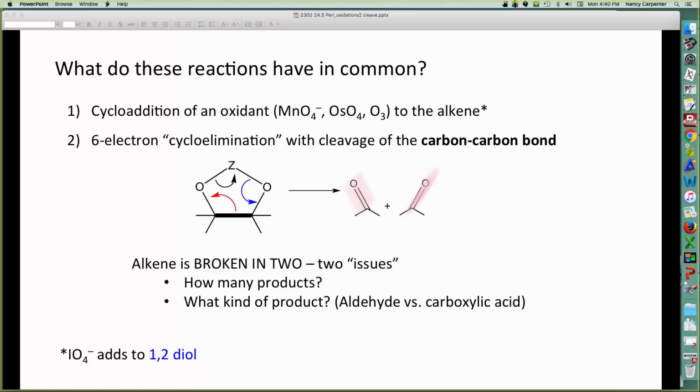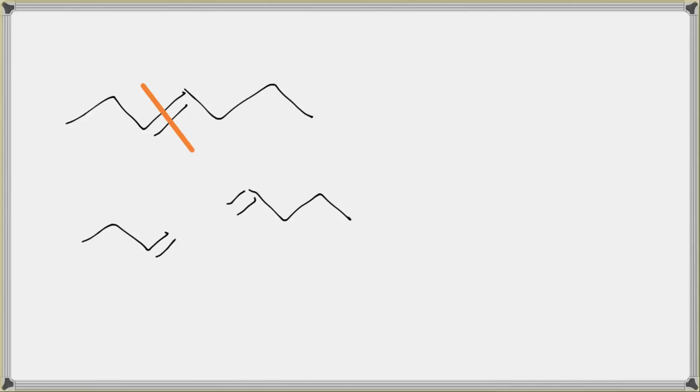All right, now how many products are formed is addressed by looking at the nature of the alkene. If the alkene is just part of an acyclic molecule, when you cleave the double bond, you basically get two pieces. And you put your oxygens there. There they are. Piece 1, piece 2.